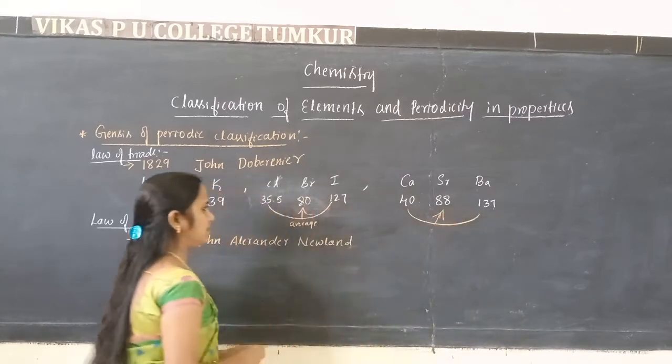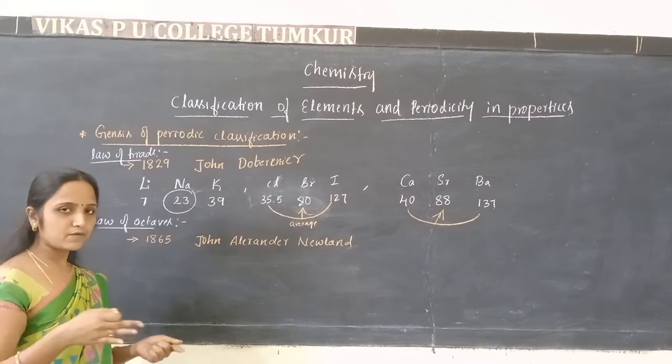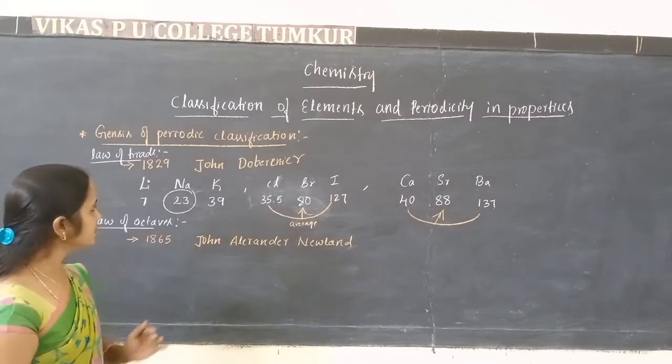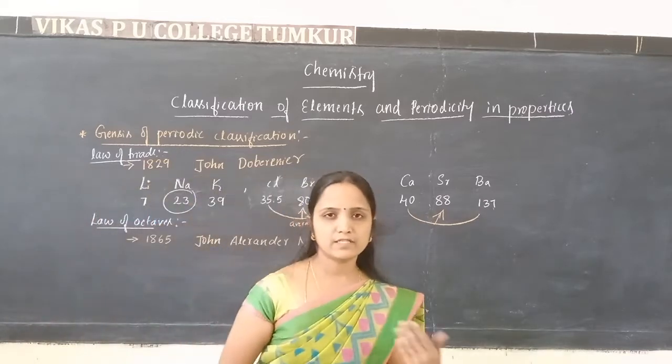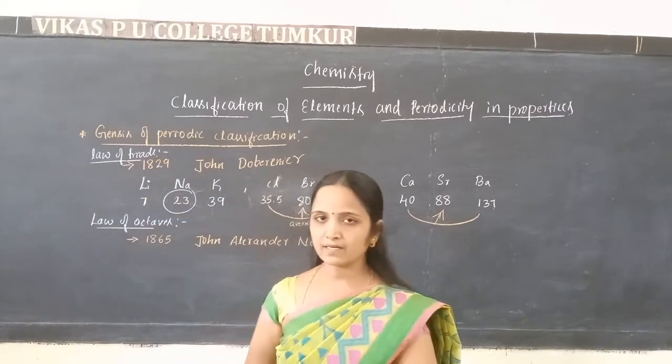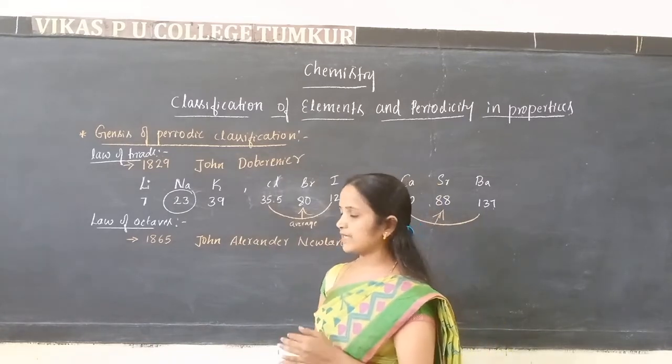The average of the first and the last is equal to the middle. That's all. This law is not applicable; it fails in the periodic classification of elements.